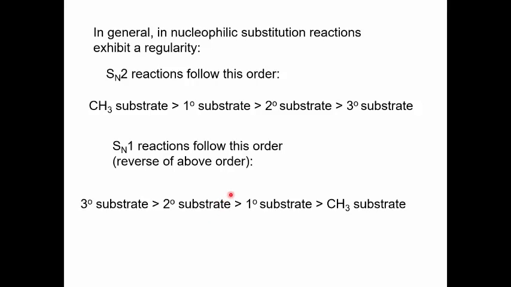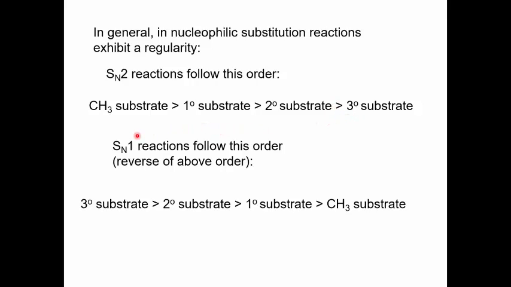In general, we find in nucleophilic substitution reactions that a regularity is observed. SN2 reactions, that is, reactions following an SN2 mechanism, follow this order. A methyl substrate is the most reactive of all the possible substrates. It's more reactive than a primary substrate, more reactive than a secondary substrate, and the secondary substrate is more reactive than a tertiary. Of the series, methyl substrate is the most reactive, and tertiary substrate is the least reactive.